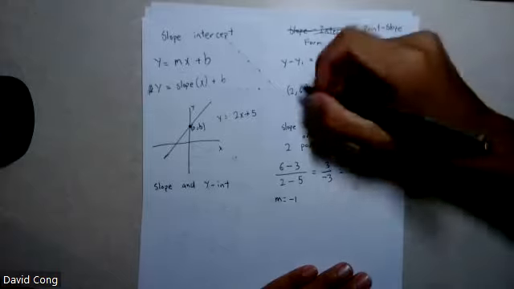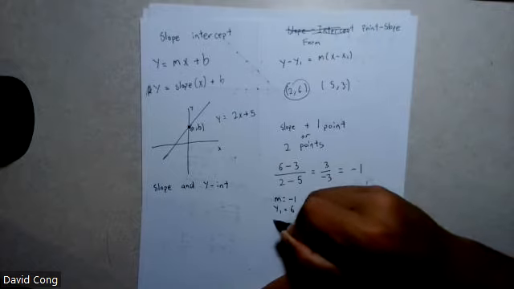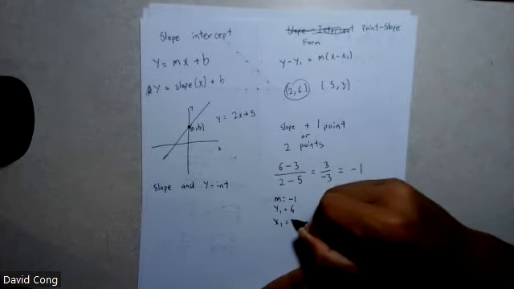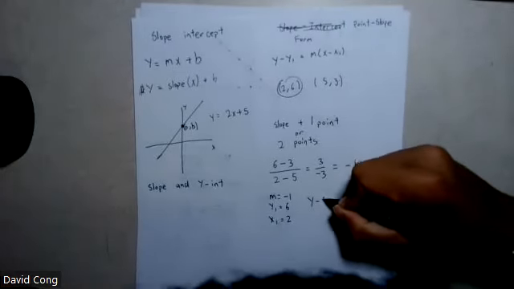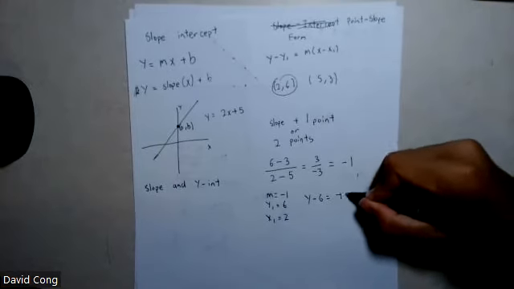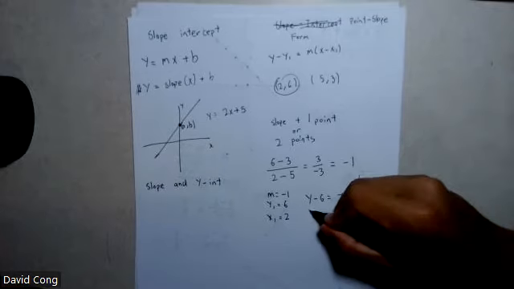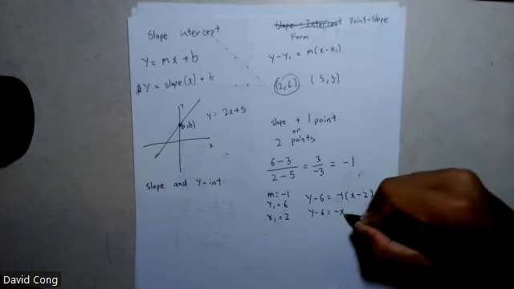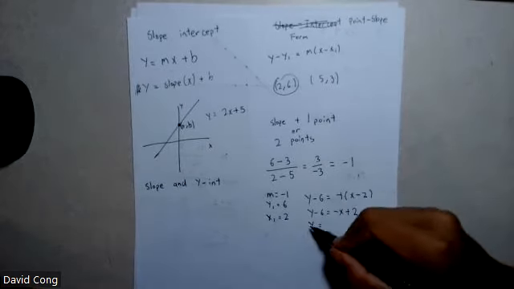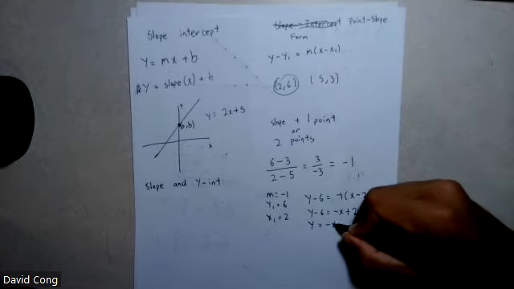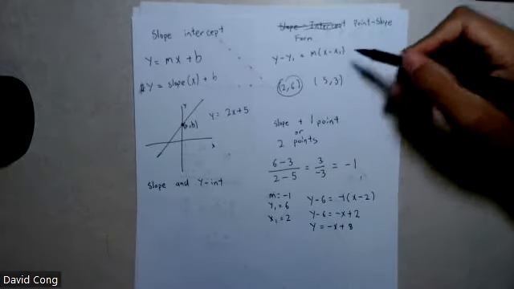Now we can choose any point. Let's just say we choose this point. So now we have our y1 and x1. So now we have the 3 unknowns. We can plug it in. So we have y minus y1, which is 6, equals m, which is -1, times x minus 2. So that's y minus 6 equals -x plus 2. And let's isolate the y. If you ever have the chance, you want y by itself. So this is our equation using the point slope form.